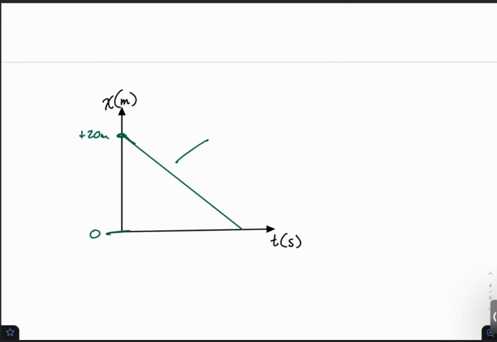So this then is a negative velocity because it has a negative slope. And that's it.